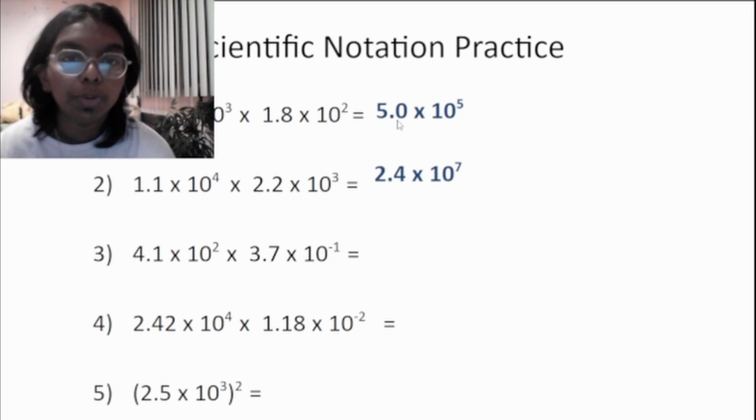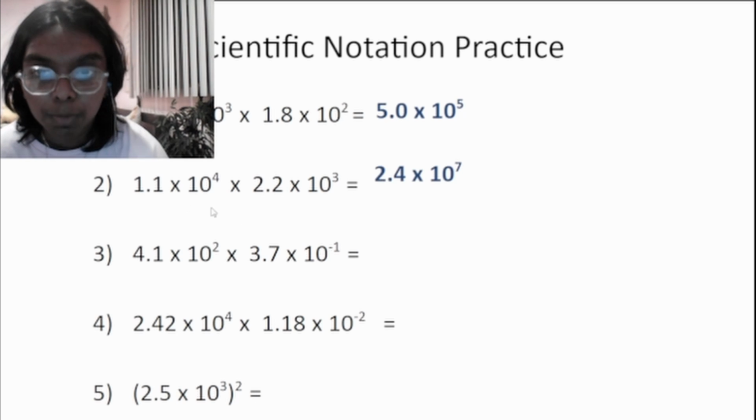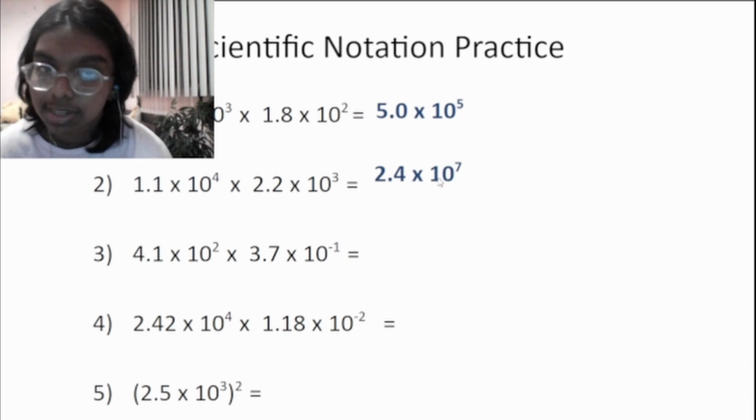Number 2, 2.4 multiplied by 10 to the 7th power. When you multiply these, you get 2.4. 4 plus 3 is 7.